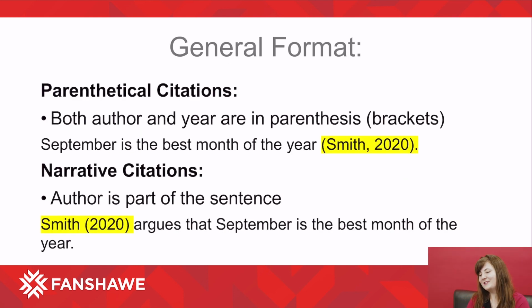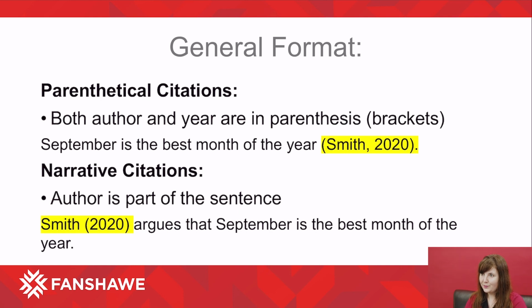So the general format for in-text citations is to include the author's last name and the year. In the first example here, you see that the author's last name, Smith, and the year 2020 are within brackets at the end of the sentence before the period. This is known as parenthetical citations.